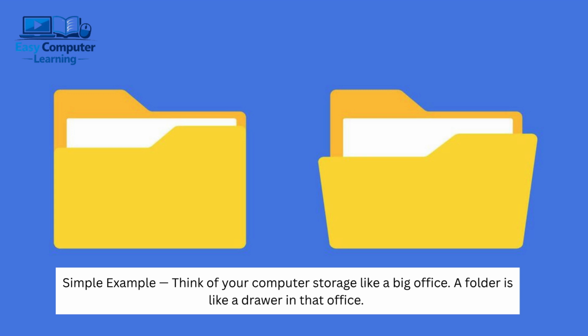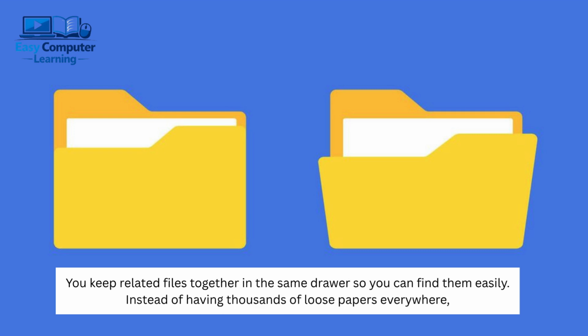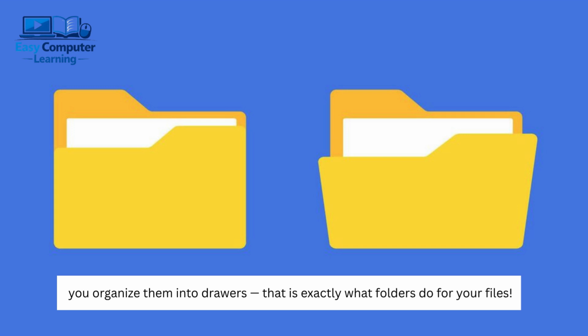Simple example. Think of your computer storage like a big office. A folder is like a drawer in that office. You keep related files together in the same drawer so you can find them easily. Instead of having thousands of loose papers everywhere, you organize them into drawers. That is exactly what folders do for your files.